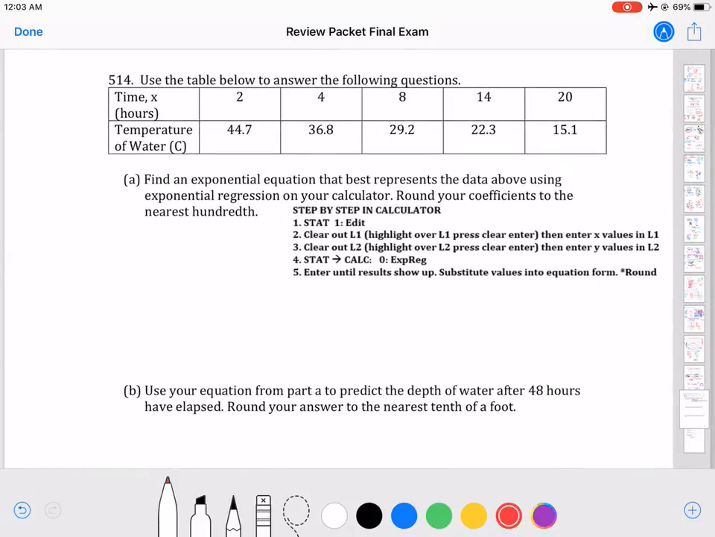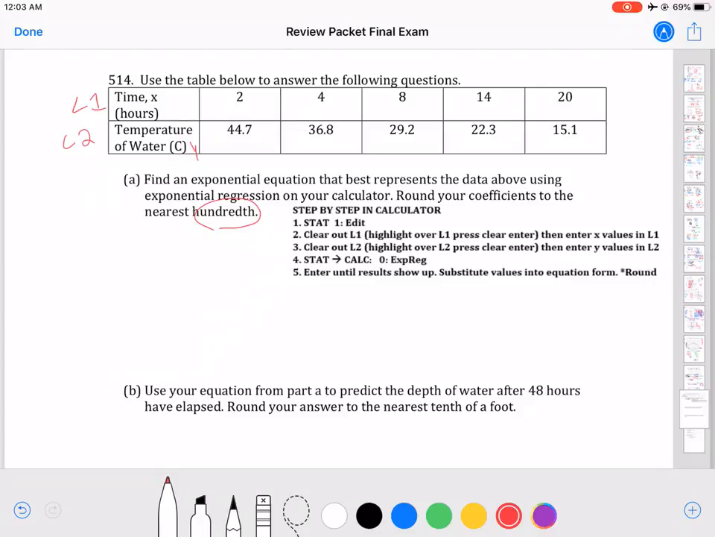All right, last problem in the packet. Another regression equation. So I'm just going to kind of walk you through the steps real quick for this one because they're the same initial first steps. But this is going to be your L1. This is going to be your L2 because that's X. And this is Y. So part A says find an exponential equation that best represents the data above using exponential regression on your calculator. And then we're still rounding to the nearest hundredth.